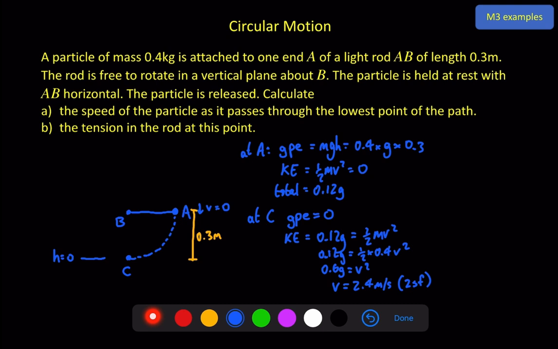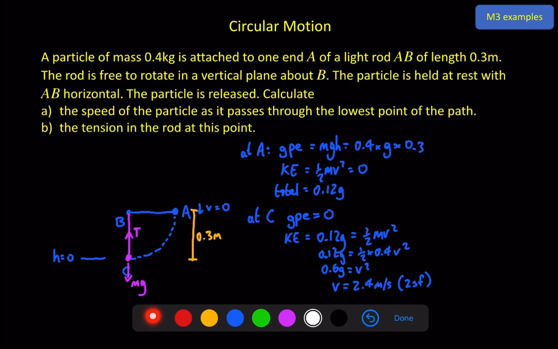Part B, the tension in the rod at this point. T, mg there. This is where we switch back to circular motion. The energy approach isn't going to help me in this case. I've got tension and mg, and it kind of looks like they're balanced, but don't forget in circular motion there must be an acceleration radially inwards. So they're not balanced because this must be great enough both to stop the particle from falling downwards, but also to provide enough force for the acceleration that's connected to the circular motion.